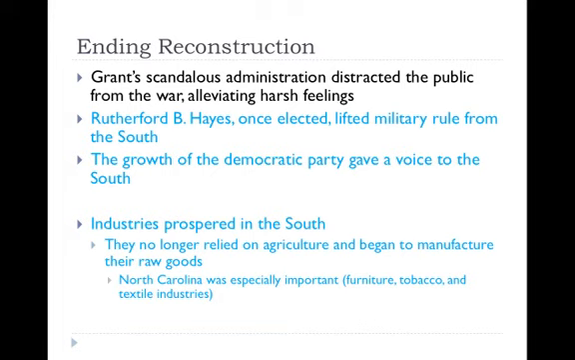The South also had an improvement in their economy because they developed industries that didn't rely simply on agriculture. They began to manufacture their raw goods. So, for example, they take the cotton and make textile industries where they can make their own clothes instead of depending on the North. We also, in North Carolina in particular, see a rise in the furniture industry in the High Point area, and also in tobacco manufacturing, which we'll talk more about when we get to our next unit.